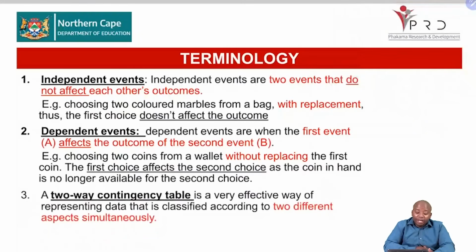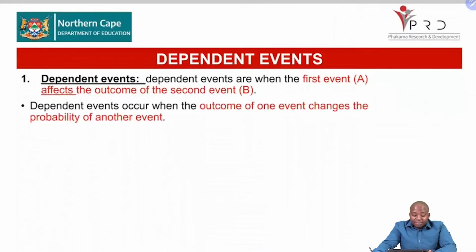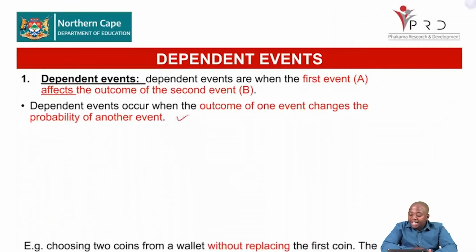And we are going to look at the two-way contingency table, which is a very effective way of representing data that is classified according to 2 different aspects simultaneously. Now, under dependent events, remember we are saying these are events whereby event A is affecting the outcome of the second event B. Dependent events occur when the outcome of one event changes the probability of the other event.